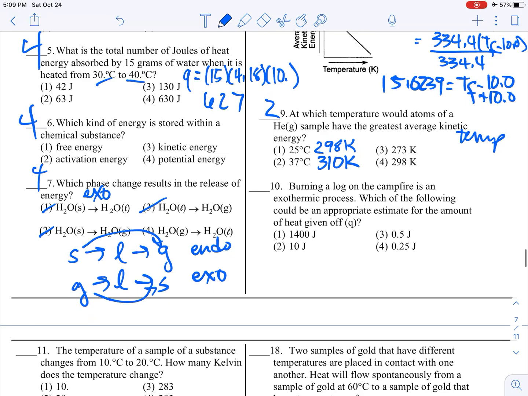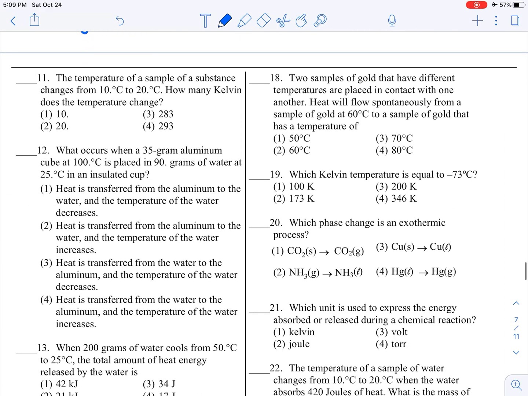Burning a log on the campfire is an exothermic process. Which of the following would be an appropriate estimate for the amount of heat given off Q? So joules are teeny tiny, so I'm going to go with the largest. It's kind of a weird question, but it would probably even be more than that, but it would definitely not be half a joule or a quarter of a joule or even 10.